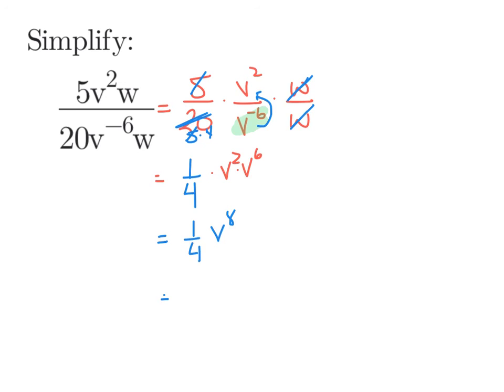If you want to write it as one fraction, v to the 8th is v to the 8th over 1, so we would have v to the 8th over 4.